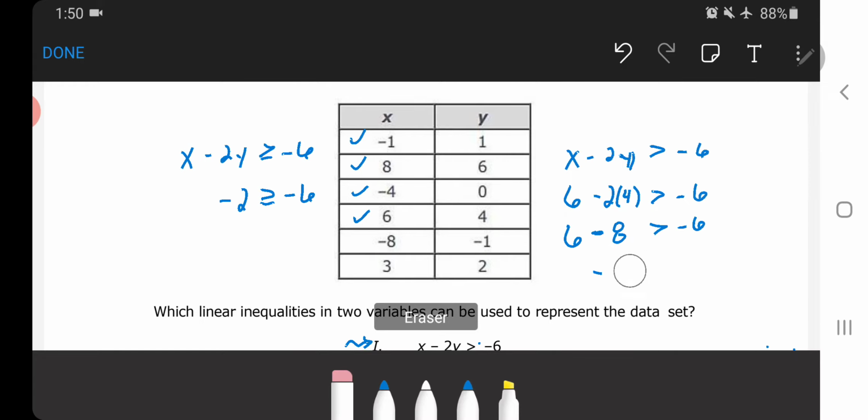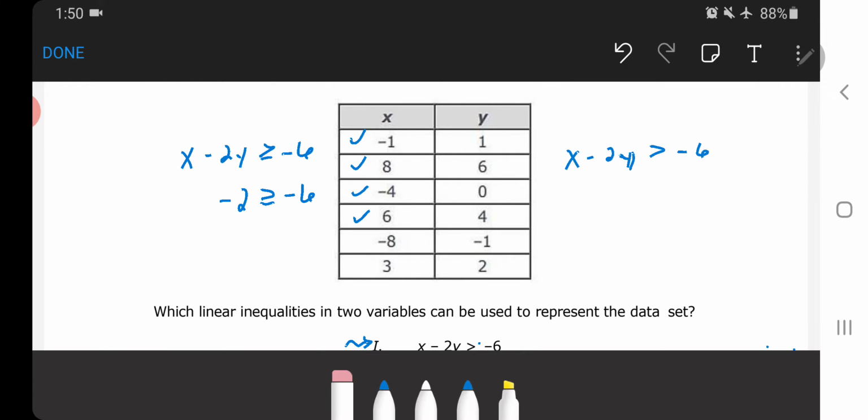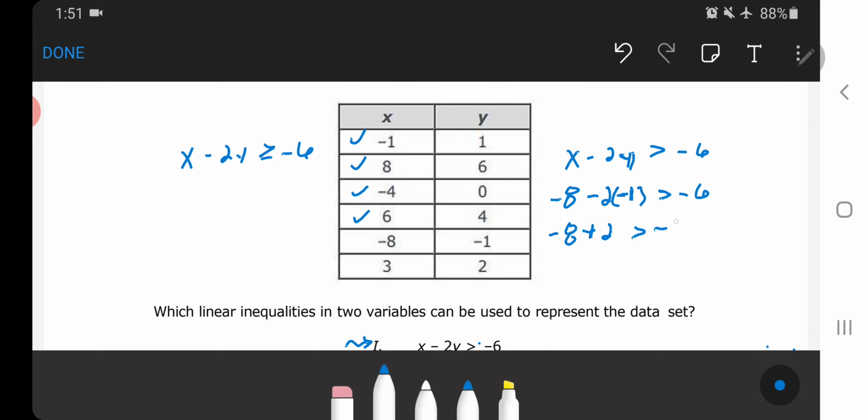Okay, let's check the next one. Plug in that negative 8 for the x, minus 2 times negative 1, is greater than negative 6. So we get negative 8. Well, negative 2 times negative 1 is a positive 2, so negative 8 plus 2 is negative 6. And negative 6 is not greater than negative 6. They are equal to each other. So this would fail for my first one.